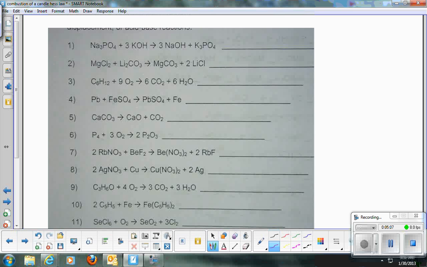On question number 1 here, we have a couple plus a couple yields a new couple and a new couple. What type? Double displacement or double replacement? No, I want you to write it out here. We'll have other ones I'll let you do the shortened name, but I want you to write it out on this one. Double replacement or double displacement, same thing. Okay? So what would the next one be? Double displacement again.